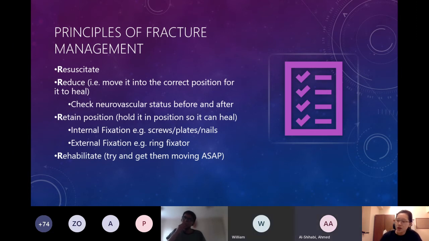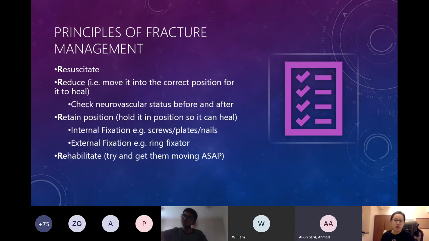So reducing, stabilizing, and rehabilitating. At the start, what is always mentioned is resuscitating. So obviously, if your patient comes in with a fracture, but they've been stabbed 20 times in the abdomen by a llama, then you will want to stabilize that first and make sure that you've got control of the bleeding, IV fluids, etc. Then you can start worrying about the actual orthopedic side of things.